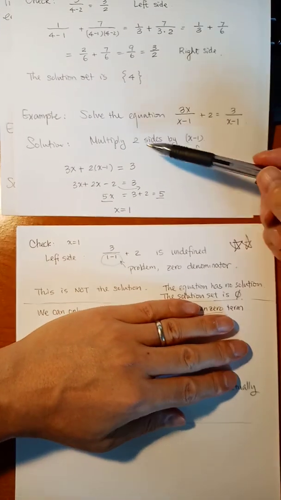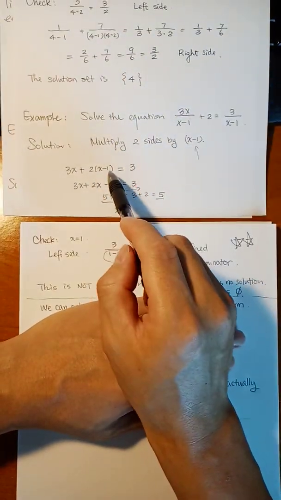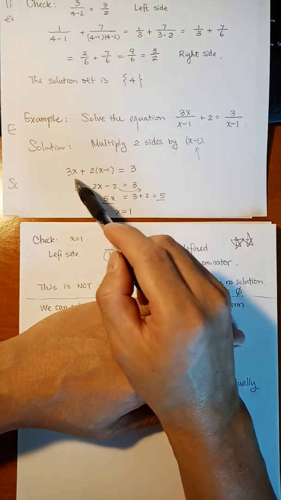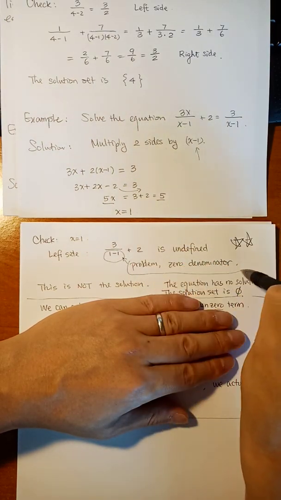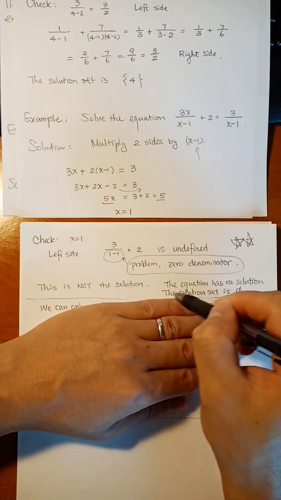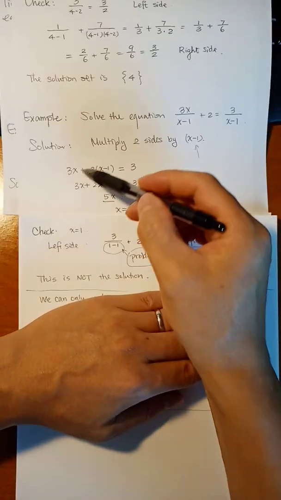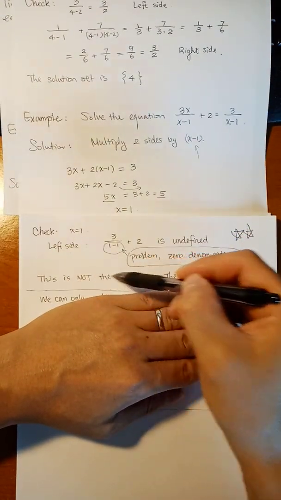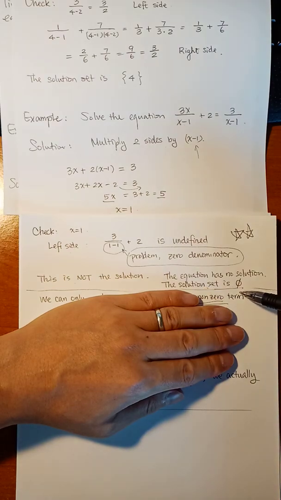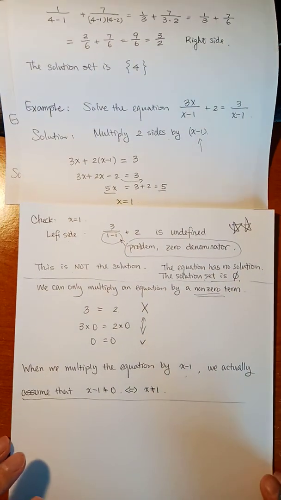So what is the solution? Well, you don't have to write this sentence; you just keep this in mind. What you do in this step: you multiply two sides by this expression. You get x equal to 1, and you verify the left side is undefined. This part you don't have to write. And then you say this is not a solution. The solution set is empty, and that's it. Try to repeat it: you have this part, you check, the left side is undefined, it's not a solution, the solution set is empty. That's an equation without solution.